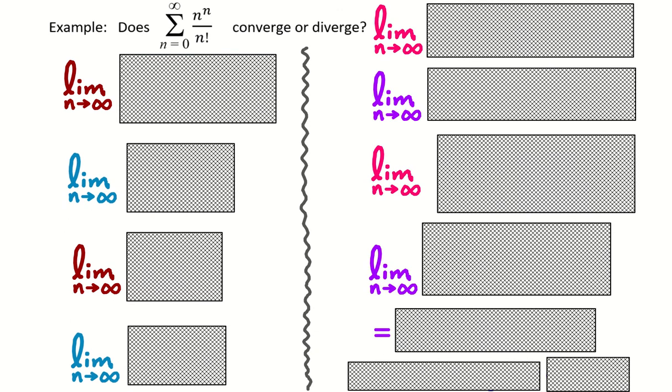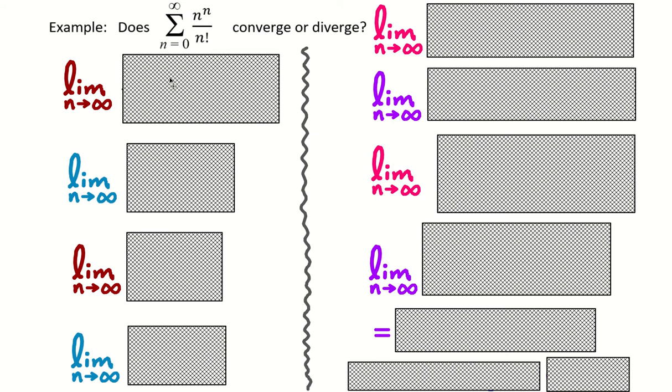Oh, factorial. So does this converge or diverge? Well, it's not geometric. You can't do the nth term thing. So here we go. Let's do the ratio test, seeing as how all these terms are going to be positive.